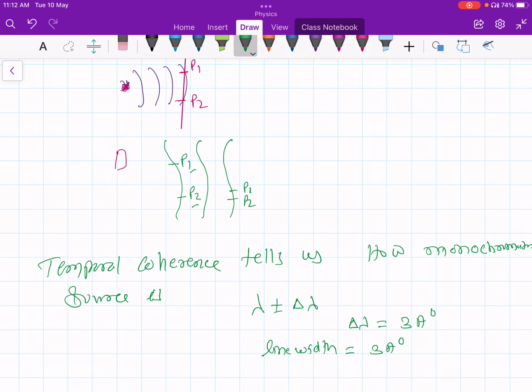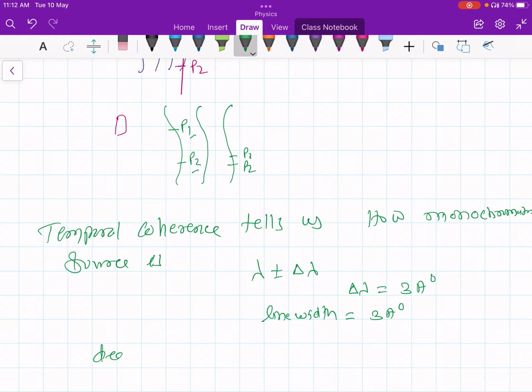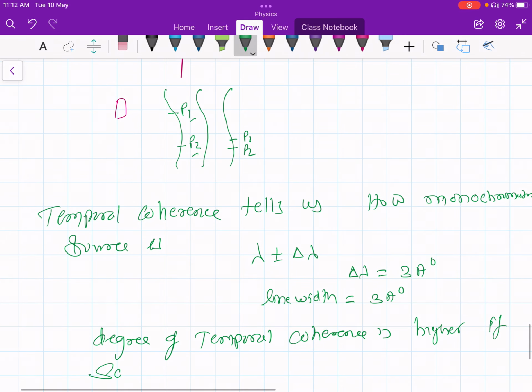So this temporal coherence tells us how monochromatic the source is. The more monochromatic the source is, the higher the degree of coherence. So you can say that the degree of temporal coherence is higher if the source is more monochromatic. The more monochromatic the source, the higher the degree of temporal coherence.